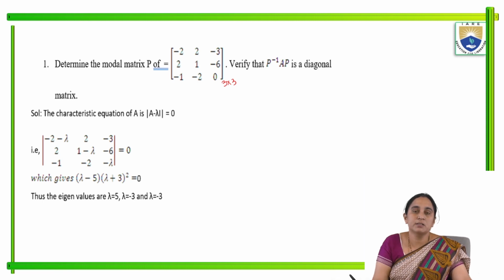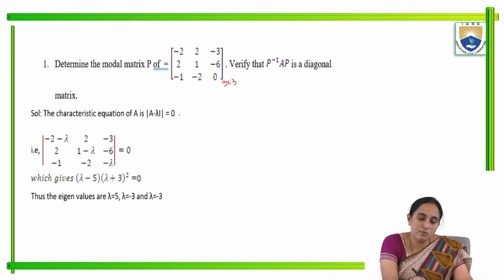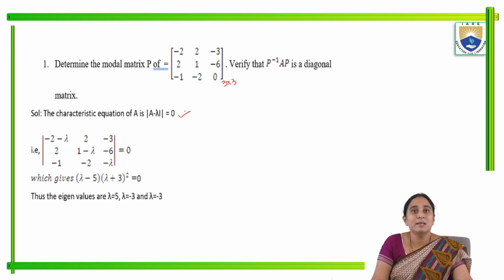For the given matrix, first of all, we have to find the eigenvalues. For that, we first write the characteristic equation: determinant of A minus lambda I is equal to 0. Here A is the given matrix and I is the corresponding identity matrix or unit matrix.